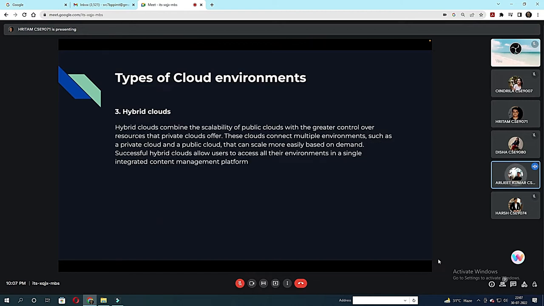So the hybrid cloud environments basically combine the scalability of the public clouds with greater control over the resources than private clouds offer. These clouds connect multiple environments, such as a private cloud and a public cloud, that can scale more easily based on demand. Successful hybrid clouds allow users to access all their environments in a single integrated content management platform.